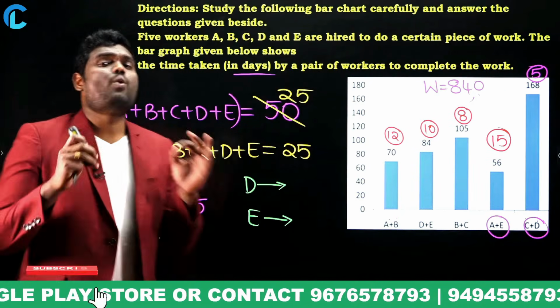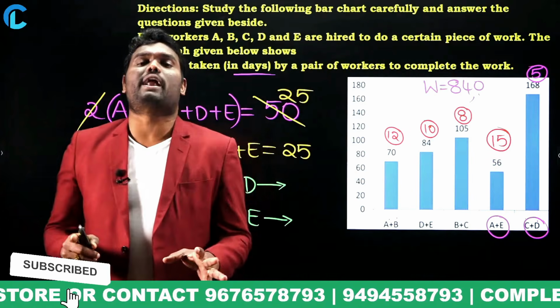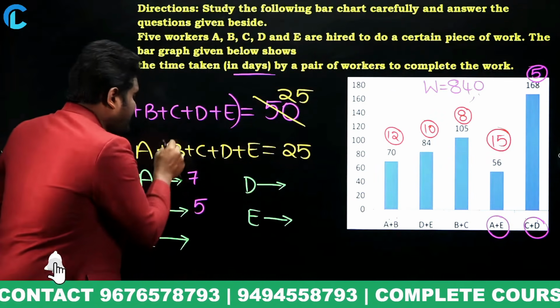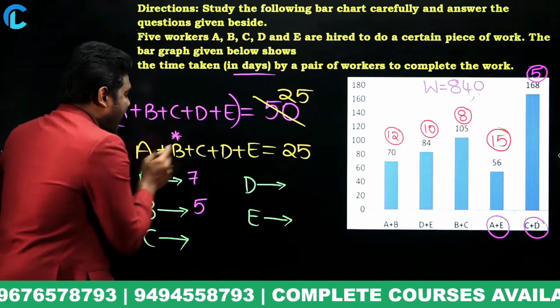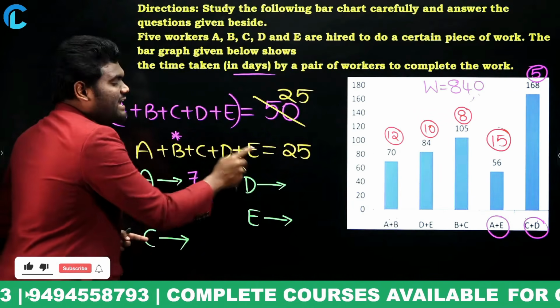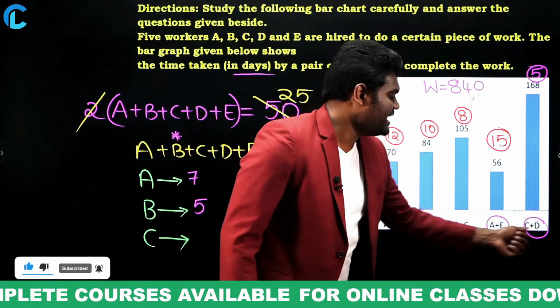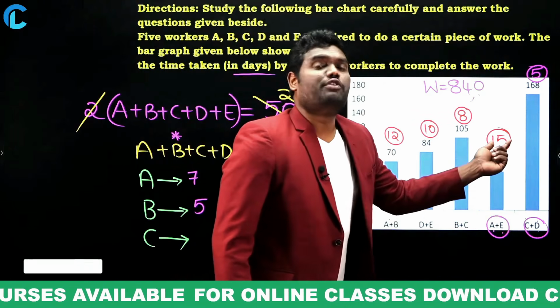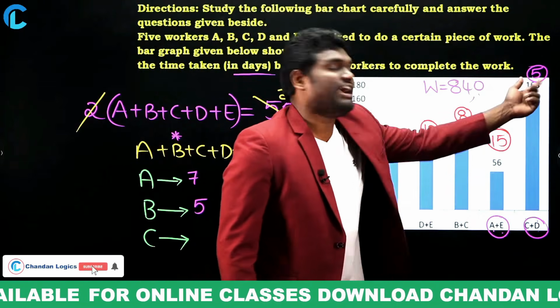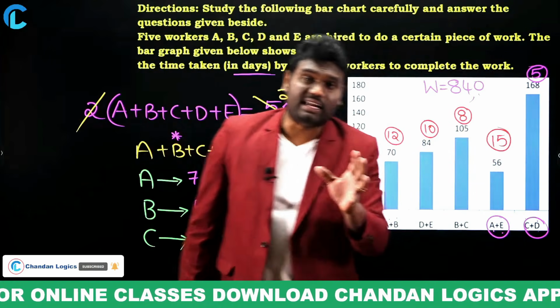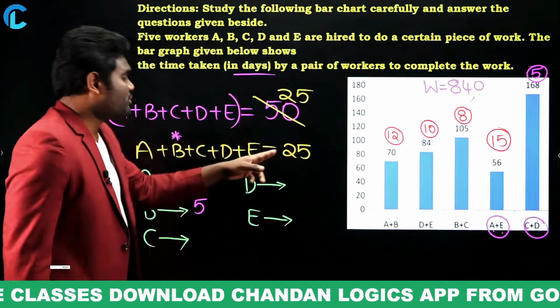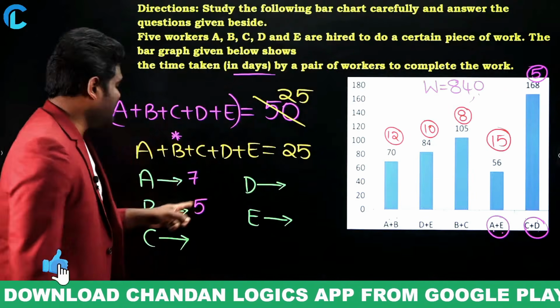Is that clear? How am I getting that? Is that clear to everyone? If I need to know B, what do I need to do? I need to subtract A, C, D, E. So that is the reason I am subtracting A, C, D, E. Now A plus E is 15 units per day, C plus D is 5 units per day, 15 plus 5, 20. Now from the total 25 I am subtracting 20, then I am left with 5.